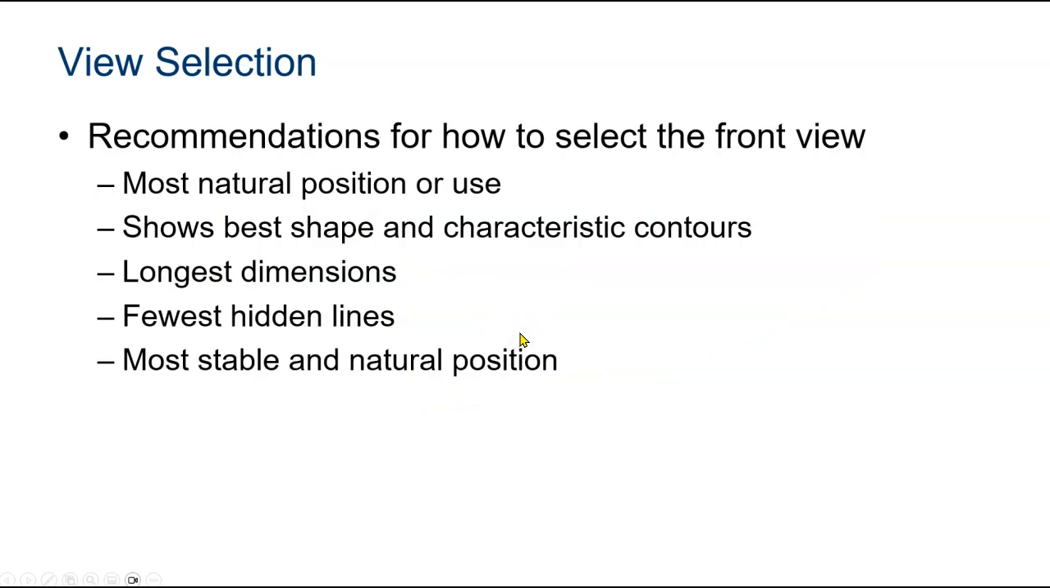When you're drawing parts or objects, products, whatever you're drawing, in isometric, you have to choose the front view, and typically that means you choose it based on its most natural position or how it's used. It also shows the best shape and characteristic contours. It almost always has the longest dimension.